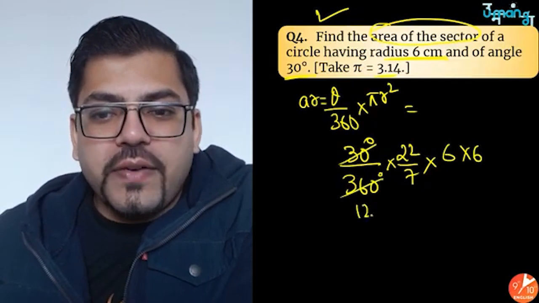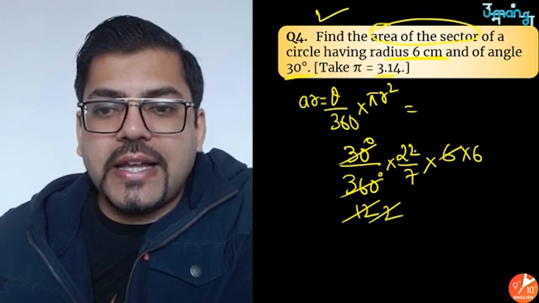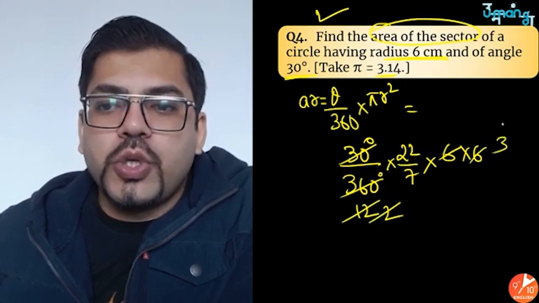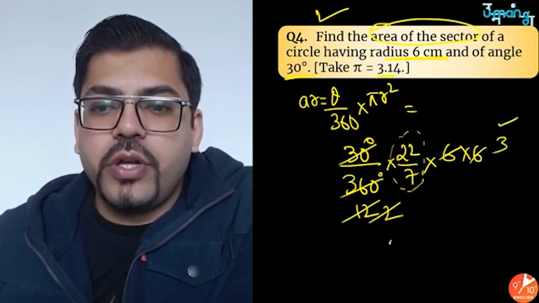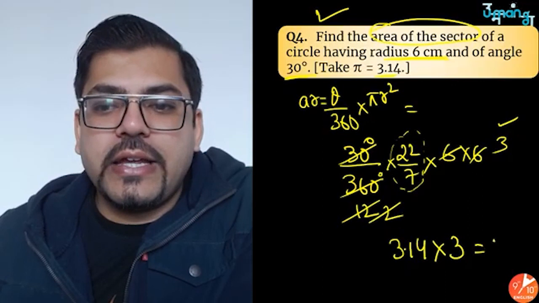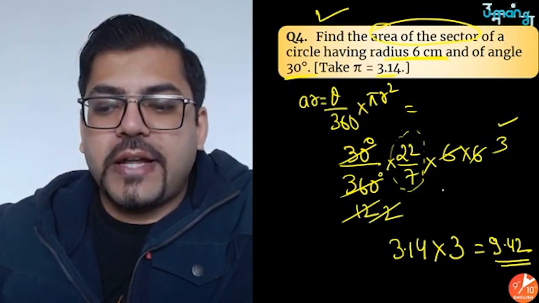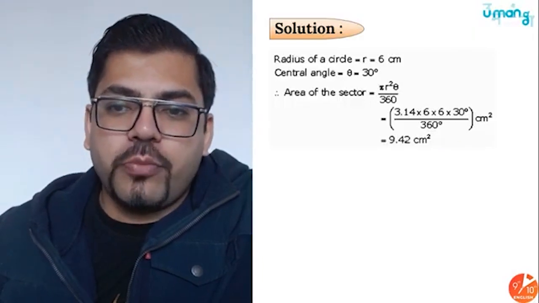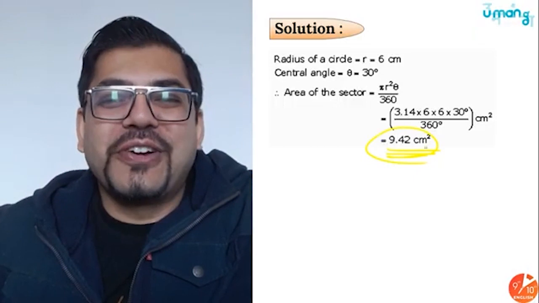This will get cancelled in 12 times. 6 will cancel it in 2 times. 2 will cancel this in 3 times. So you have 3 here, and this entire thing has to be taken as 3.14. So you will have 3.14 into 3. Hence, the answer is 9.42. That is going to be your answer. Very simply, we got 9.42. Isn't it? Super simple. Chalo, moving on to the next question.